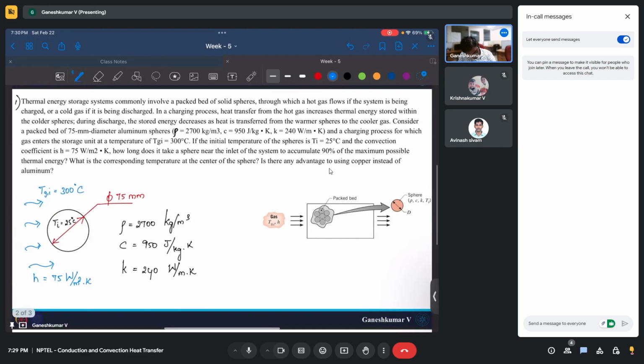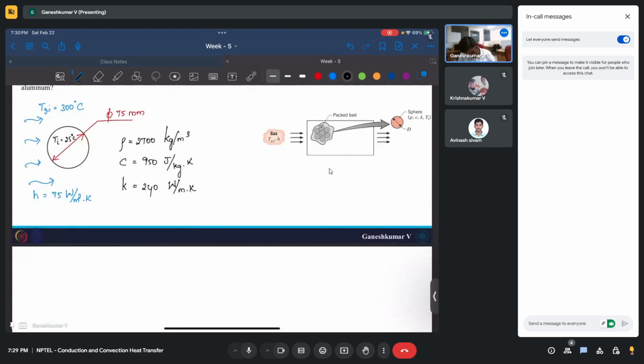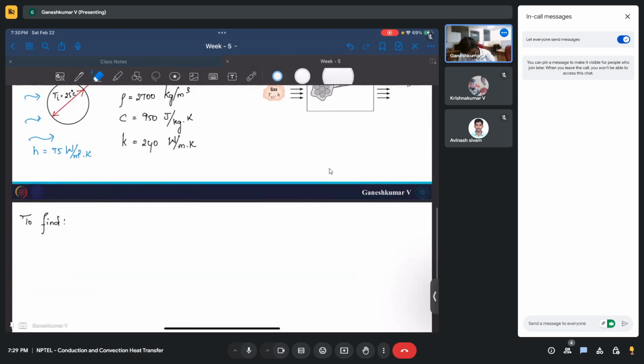Now you want to find out. What I need to find, number one, is the time taken to store 90% of the maximum thermal energy that can be stored.